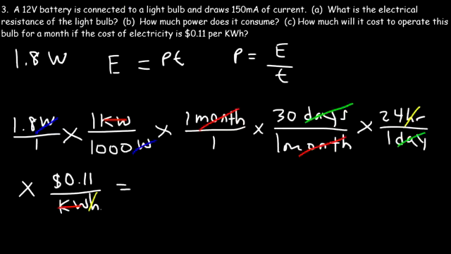So now all we need to do is just the math. So it's 1.8 divided by 1,000 times 30 times 24 times 0.11. So it's only going to cost 14 cents to operate the light bulb for a month.